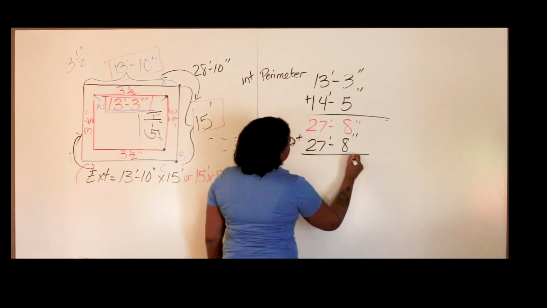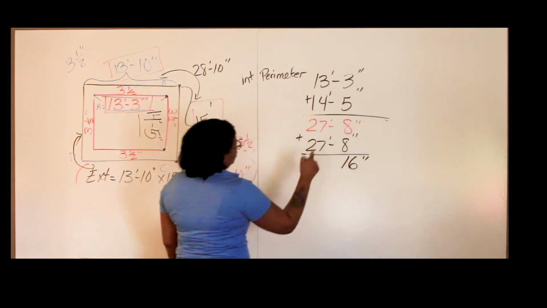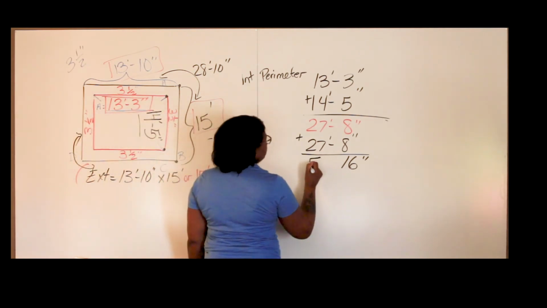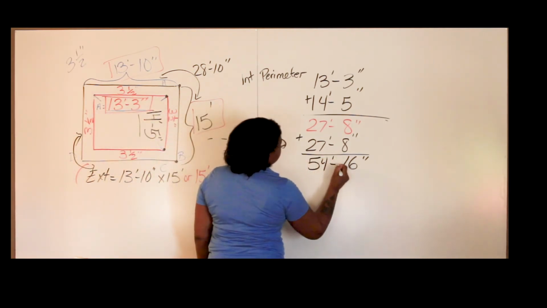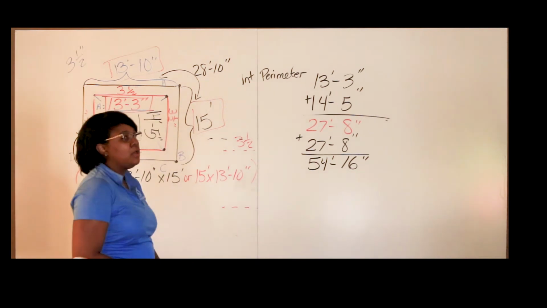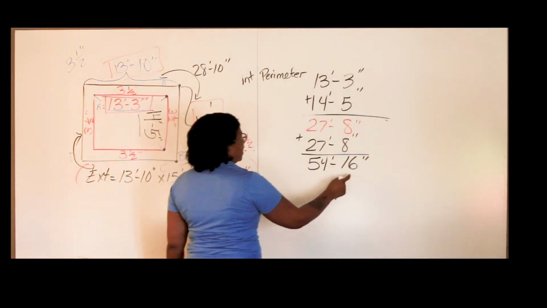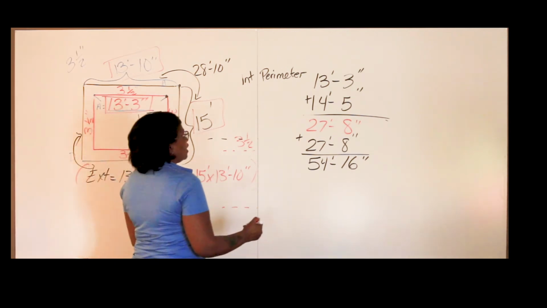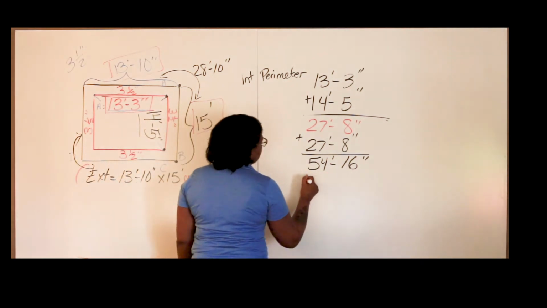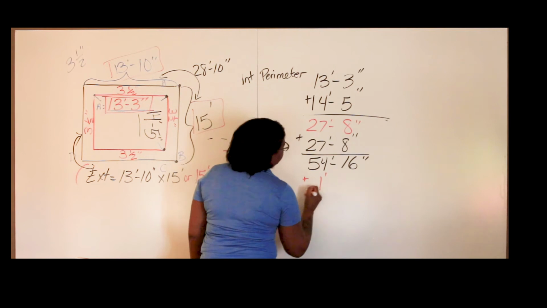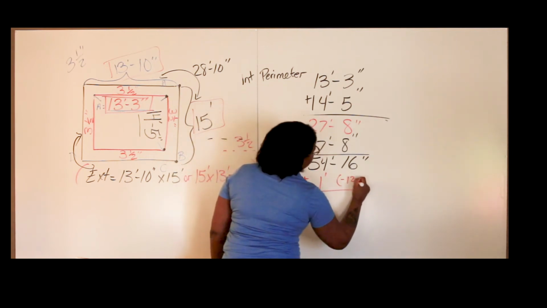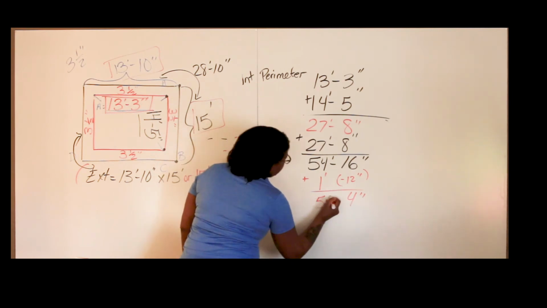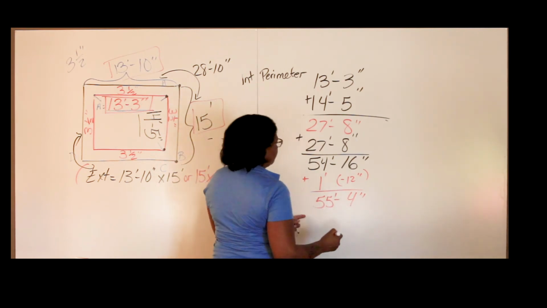8 and 8 is 16 inches. We're going to come back to that. 27 and 27 is 54 feet. 16 inches so far. Anytime you've got 12 or more inches, you have to convert that to feet, or feet and inches. I know out of 16 inches, I can get 1 foot. And if I subtract 12 inches from that, I'm left with 4 inches. So interior perimeter, 55 feet, 4 inches.